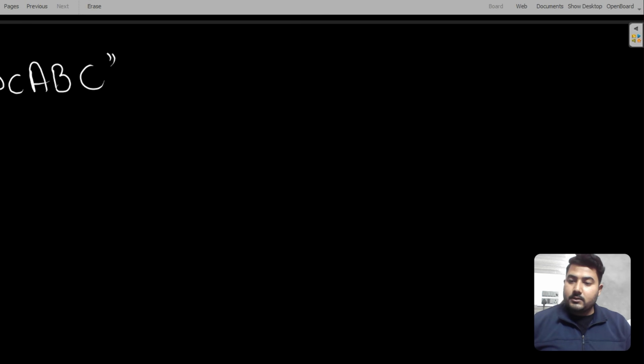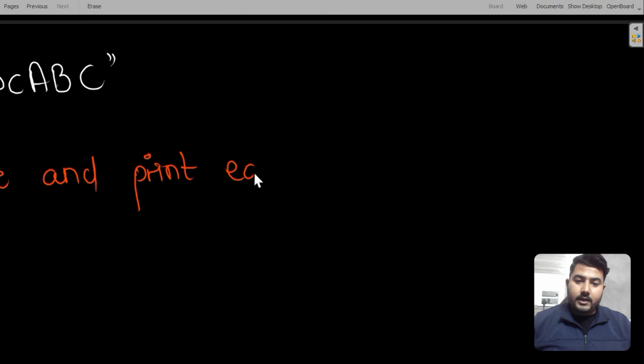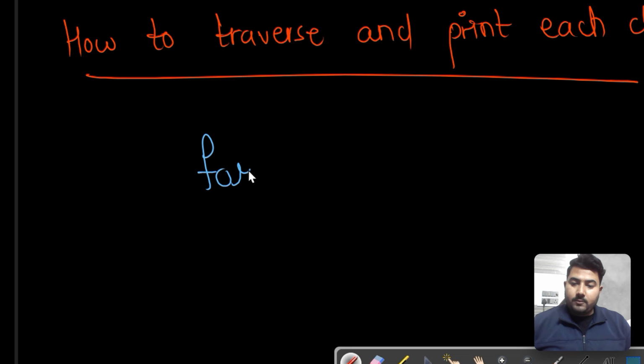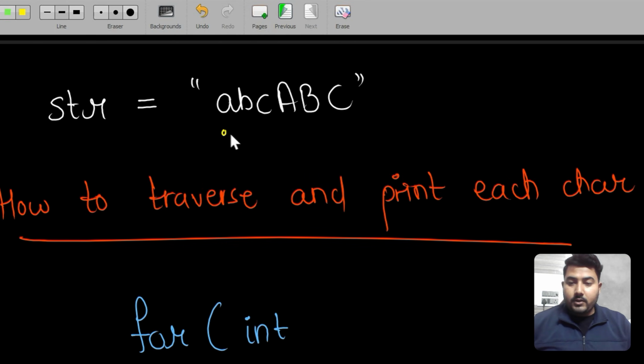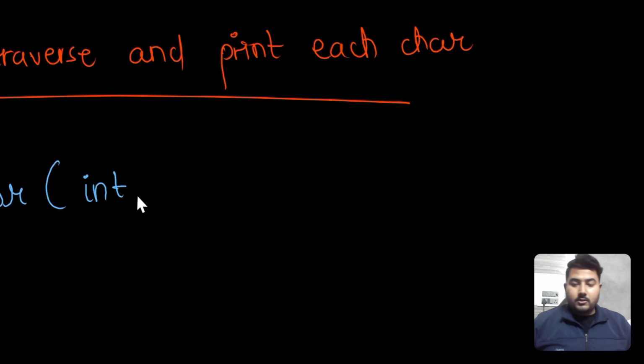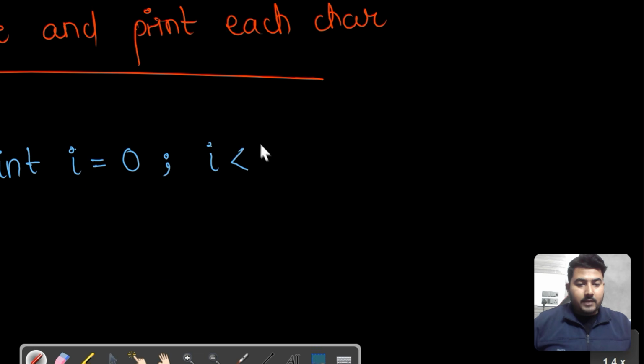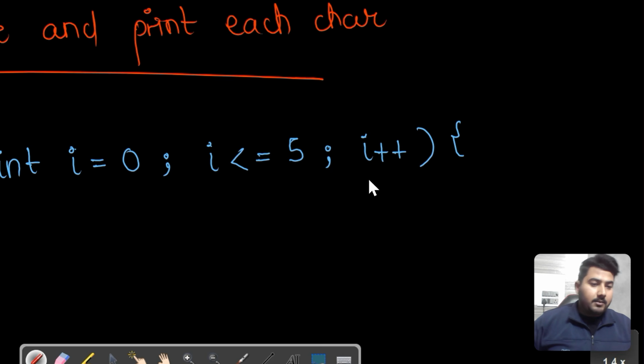Let me show you how to traverse and print each character. Obviously, I will simply use a for loop. Because here as well we are talking about indexing, and we already know that indexing starts from 0, I will start my variable i from zero. We need a stopping condition because my last index is 5, so it will be i less than or equal to 5, and each time I want to increment the value by 1, so I will say i plus plus.